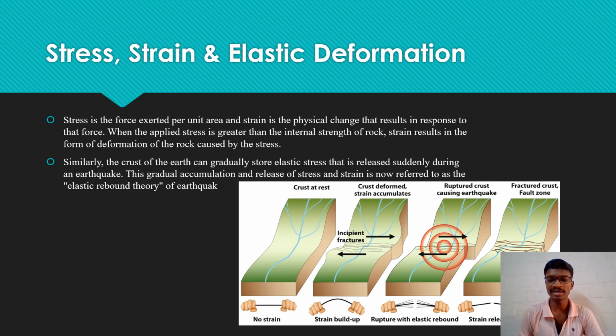First is the crust at rest. Second image is crust deformation, strain accumulates. In this, strain builds up and ruptures the crust, causing an earthquake. We can see in the third image and last image, fracture of the crust, a fault zone occurs and strain is released.